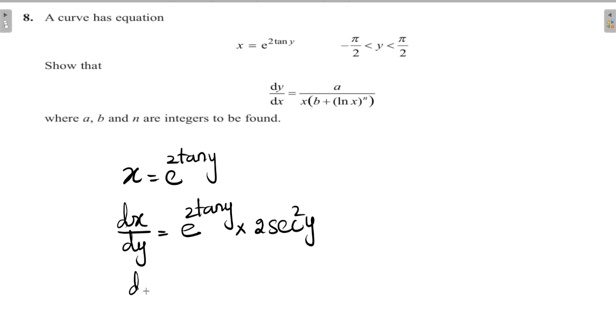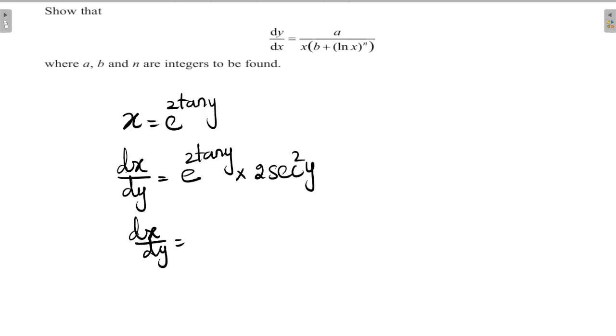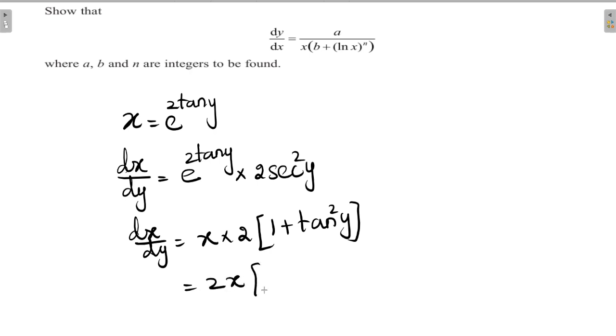Now dx by dy is equal to, what is e power 2 tan y? E power 2 tan y we can replace as x. So x into 2 times secant square y, which can also be written in the form of tan. So 1 plus tan square y is secant square y. Now which is equal to 2x times 1 plus tan square y.